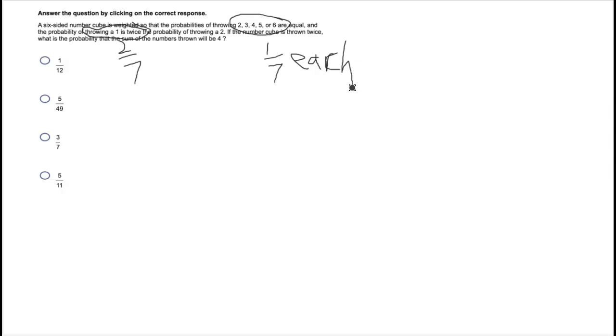The total probability is always 1, right? So you add them all up, set it equal to 1, and you can solve for the variable.